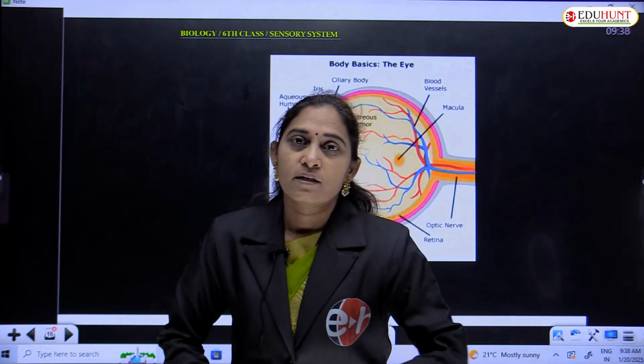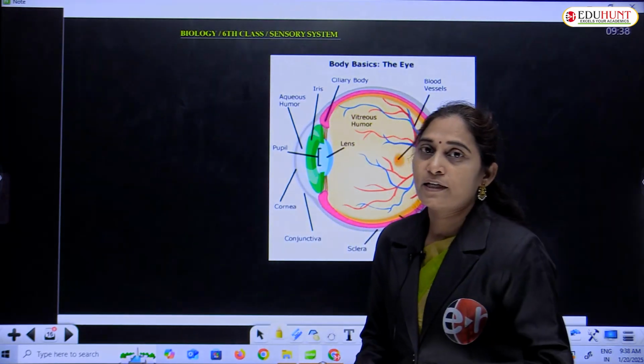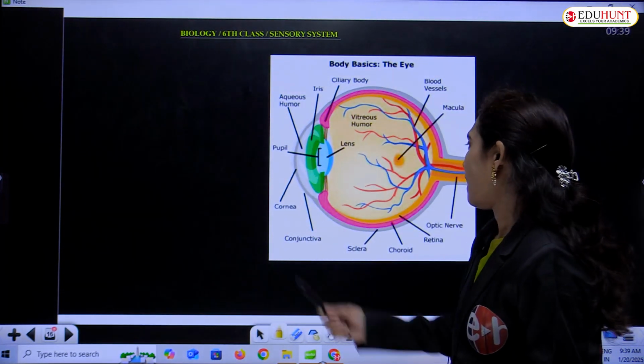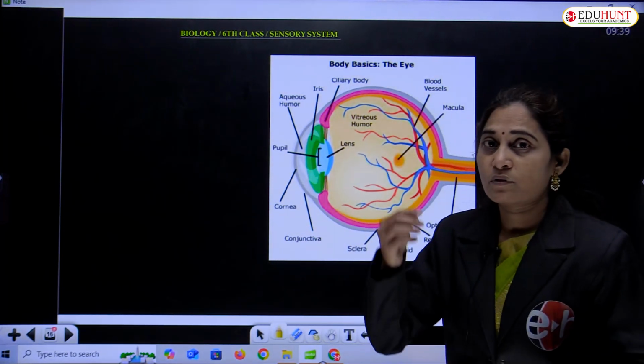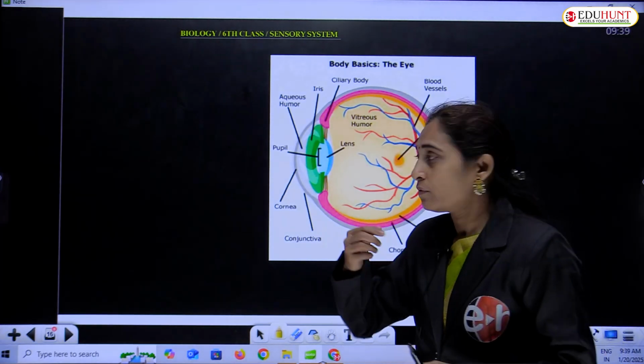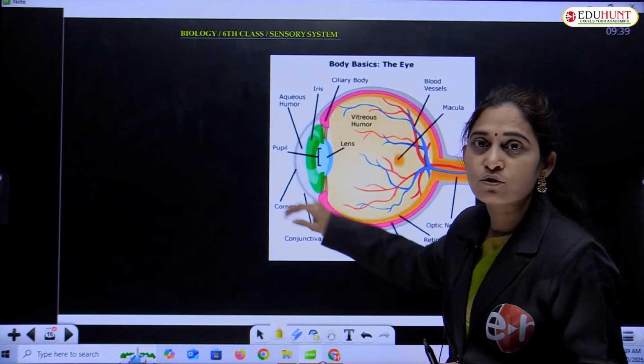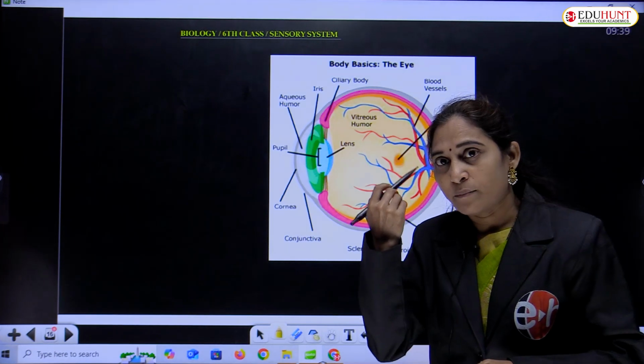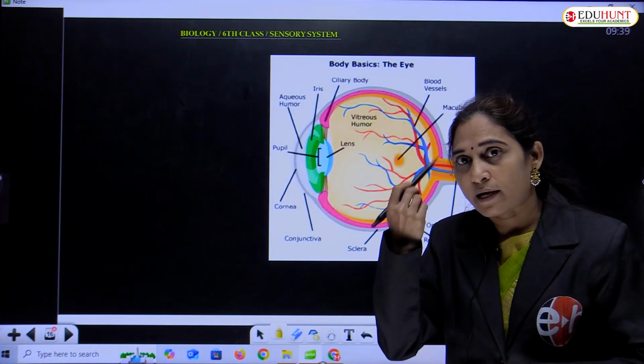We will discuss the structure of eye in detail in the next session. Just have a look. While we explain, imagine this picture. Even we can imagine our original eye.